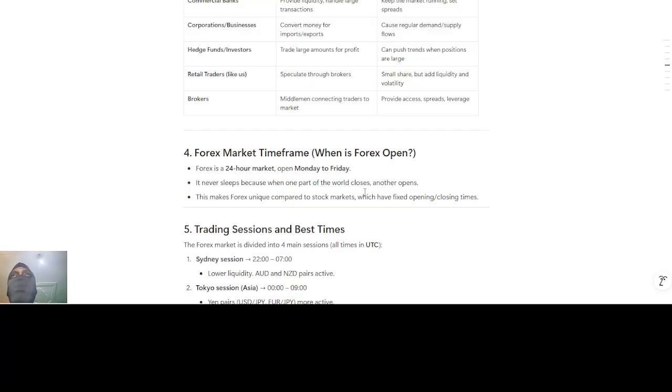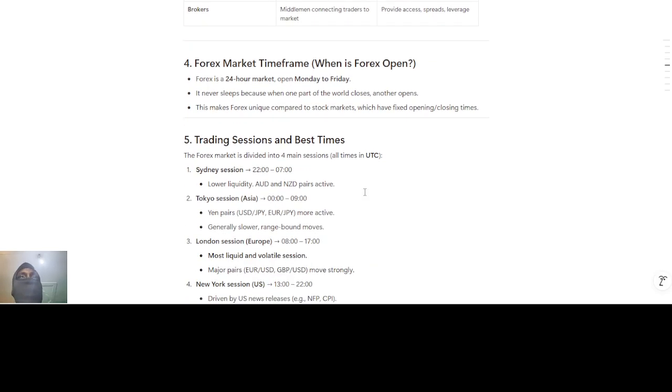If the markets open at a certain time, there's a time at which they close, and that time is fixed. It's not open 24 hours, 5 days a week. So that is the Forex market time frame. Now that you know the Forex market time frame, you need to know that in the Forex market we have trading sessions and best times to trade.